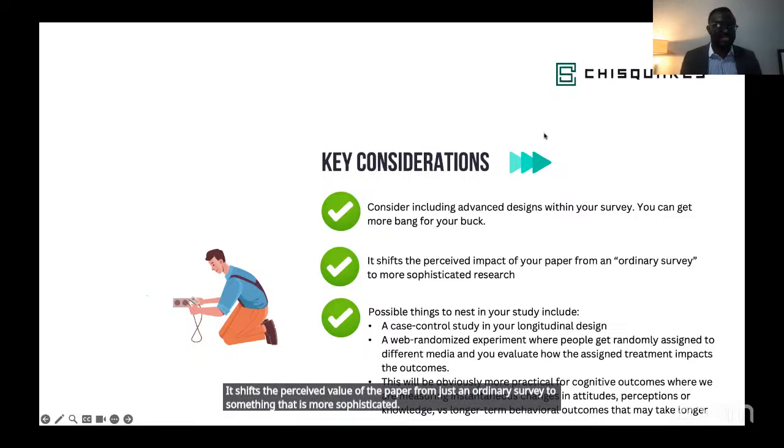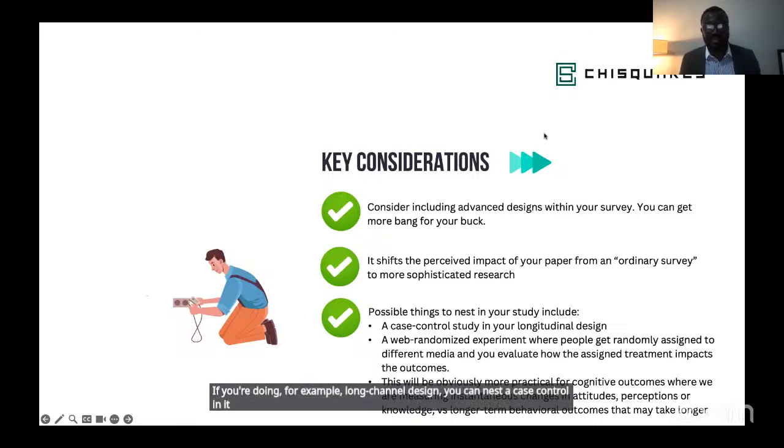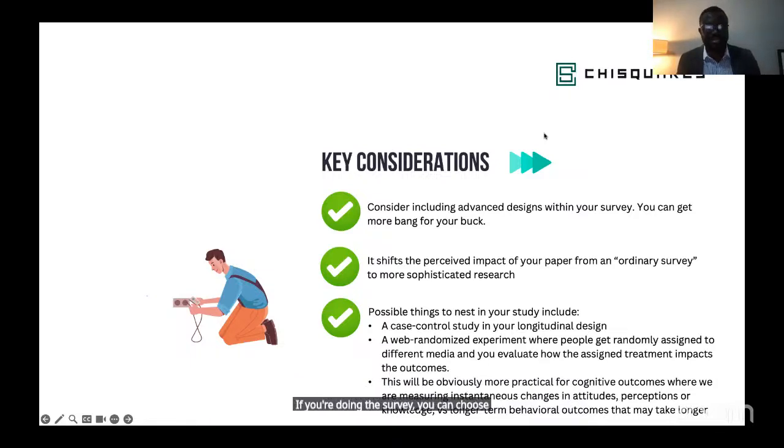If you're doing, for example, a longitudinal design, you can nest a case control in it. So that's why we have nested case control studies. That's exactly what that means. If you're doing a survey, you can choose to nest an experiment in it. And I'm going to show you a demo of that quickly.